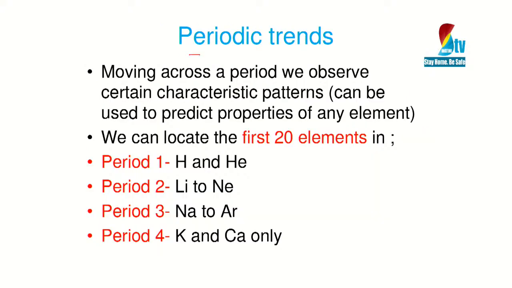Today we are mainly focusing on periodic trends, whereby we say this involves moving across a period. Remember, the period is when you move horizontally. We observe certain characteristic patterns, and these are important because they can be used to predict properties of any given element. As mentioned before in our objectives, we said that we'll only be focusing on the first 20 elements for our syllabus.